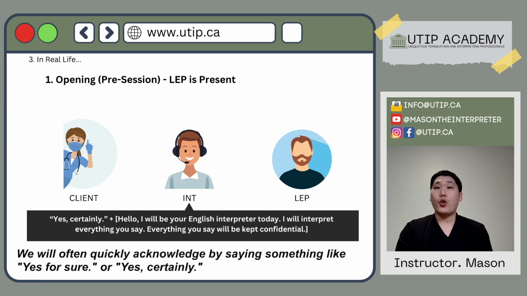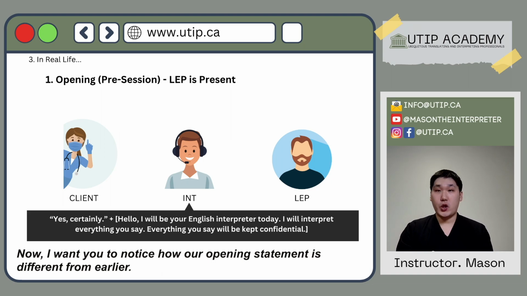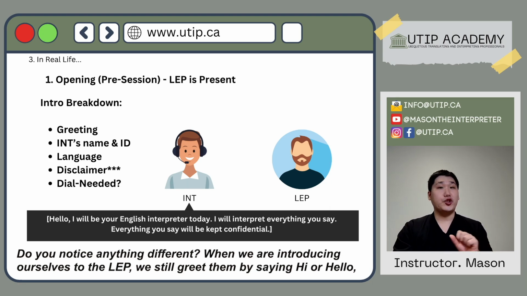We will often quickly acknowledge by saying something like, yes, for sure, or yes, certainly. Then we will switch our language to the LEP's language and say our opening statement. Now, I want you to notice how our opening statement is different from earlier. Earlier, we broke down our opening statement into different categories to have a more detailed look. Do you notice anything different?